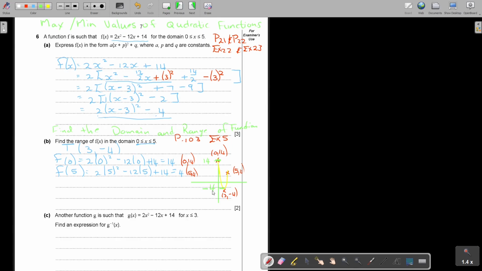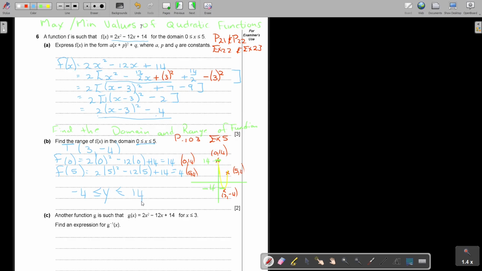So if I'm going to say the range, then I'm just going to say y is bigger and equal, because the turning point is included, so negative 4. And then again, that's an equal sign there, smaller and equal, at 14. And that's how I did that.